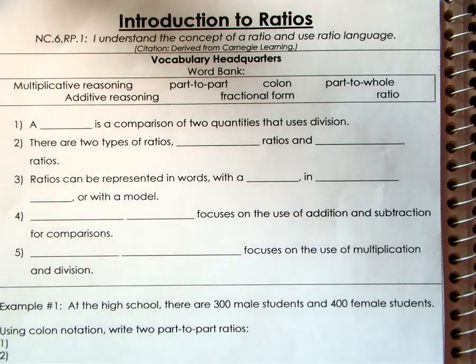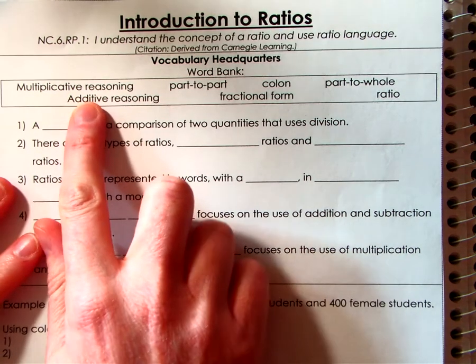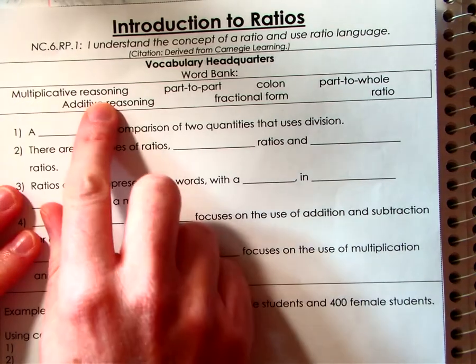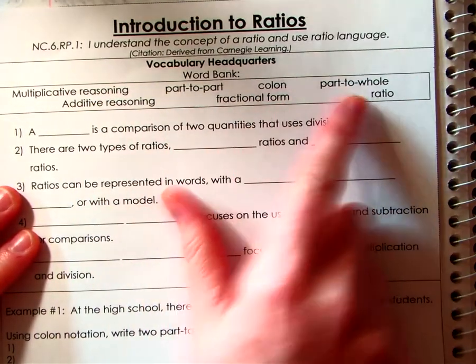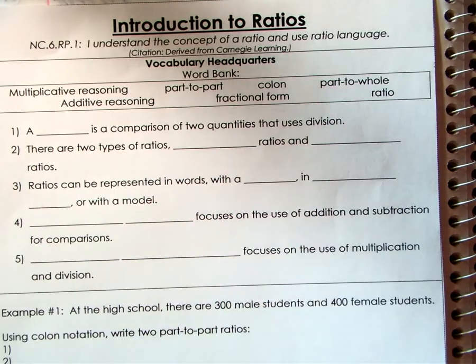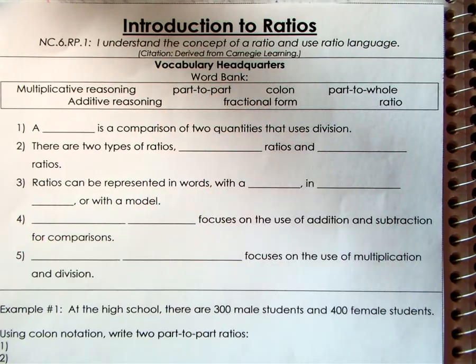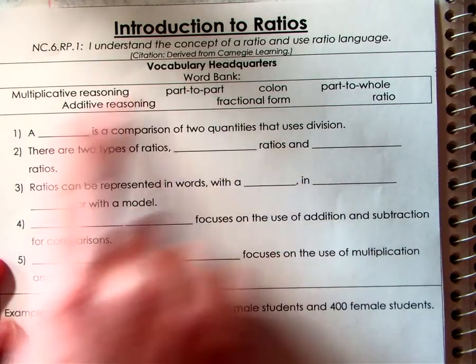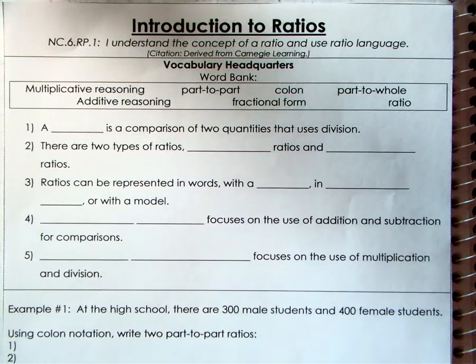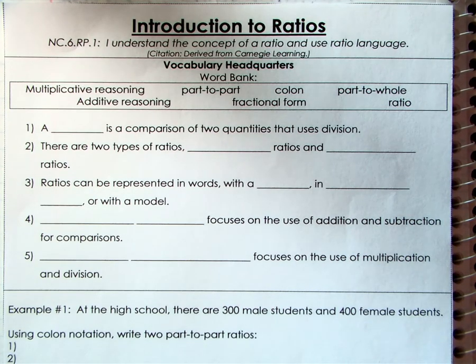Here we go. Introduction to ratios. I understand the concept of a ratio and use ratio language. So this is right back at the beginning with these important vocabulary words here: multiplicative reasoning, part to part, colon, part to whole, additive reasoning, fractional form, and ratio. So I have a word bank for you and 5 questions, and we just have to basically play a matching game. Which vocabulary word fits inside which blank? Feel free to pause the video at this point and fill in the vocabulary words in their appropriate places. And after you've practiced your vocabulary, unpause the video and see if you get your solutions correct.